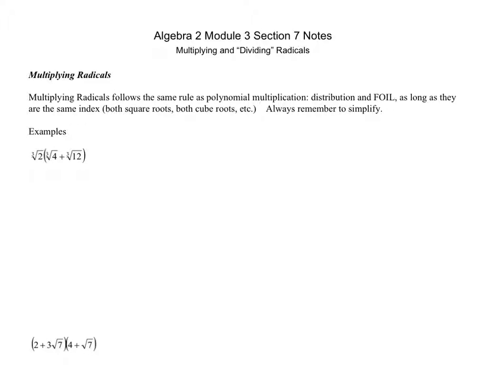Alright, so we're on to section 7, which is our last section in module 3. This really talks more about multiplying radicals, but instead of just single radicals, like square root of 2 times the square root of 3, which we know is the square root of 6, we have these binomial radical expressions, like this one, where you have two things added together, and then a single radical here. Well, really, the rules for radicals have these same ideas as polynomial multiplication. So distributing, foiling, all the things always work as long as you have the same index.